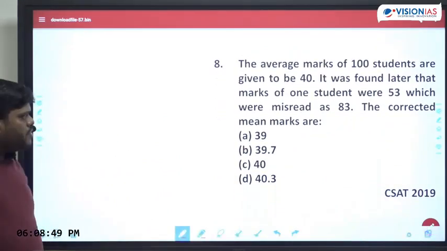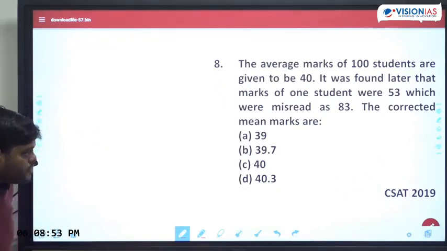Let's try this question. The average marks of 100 students are given to be 40. It was found later that the marks of one student was 53, which was misread as 83. The corrected mean marks are?